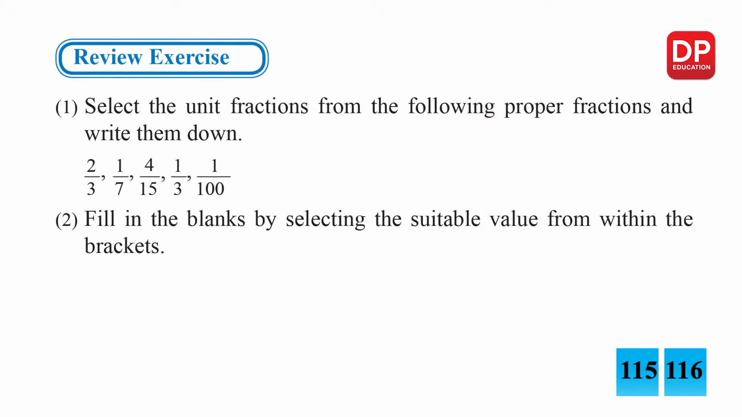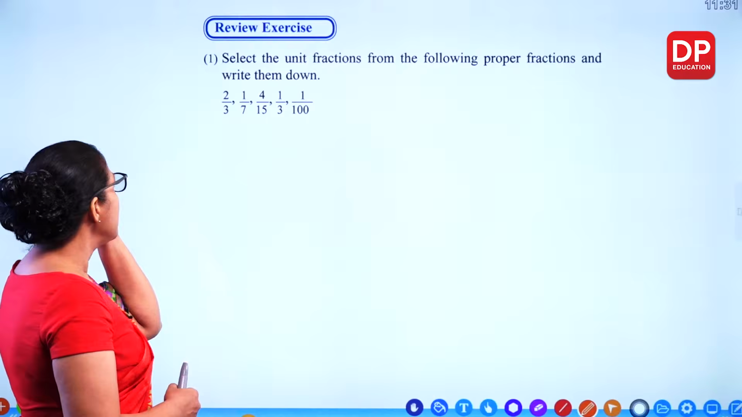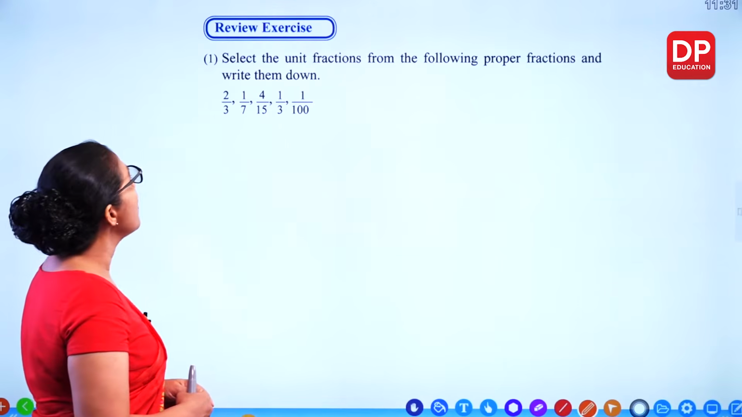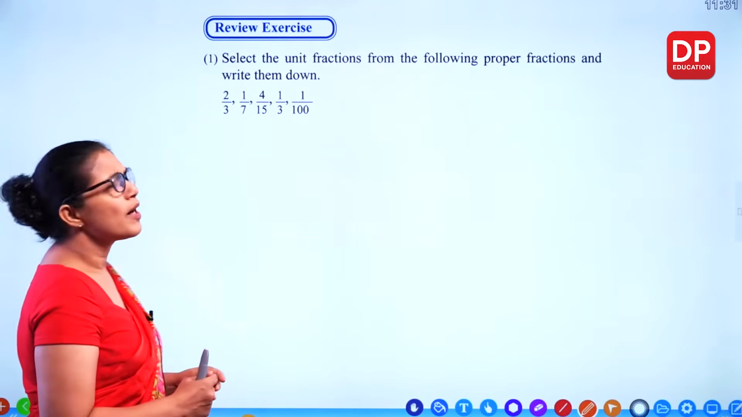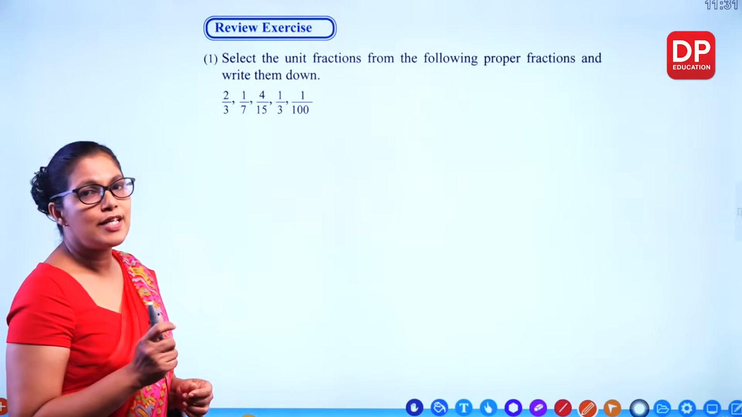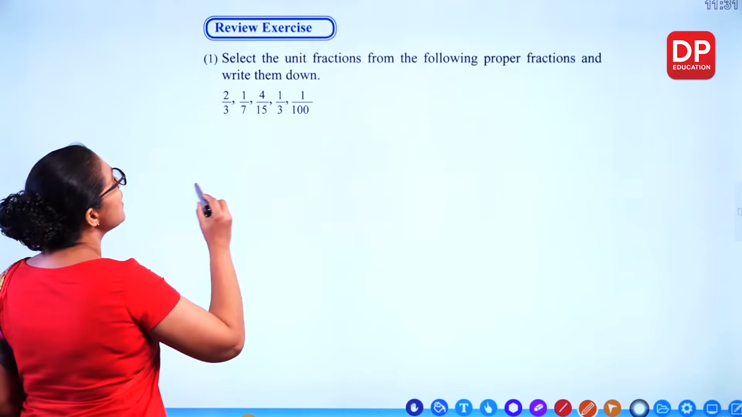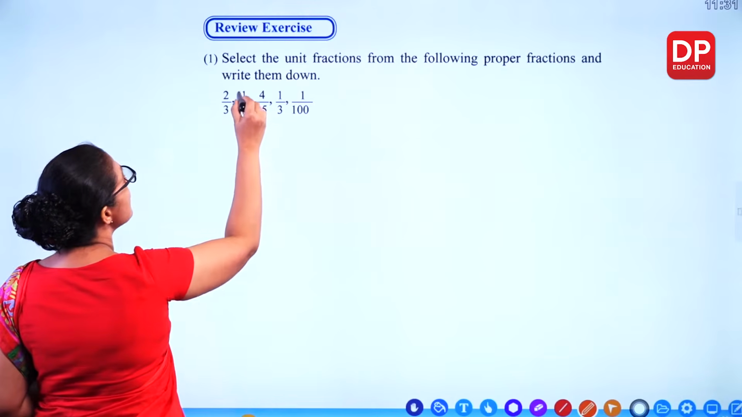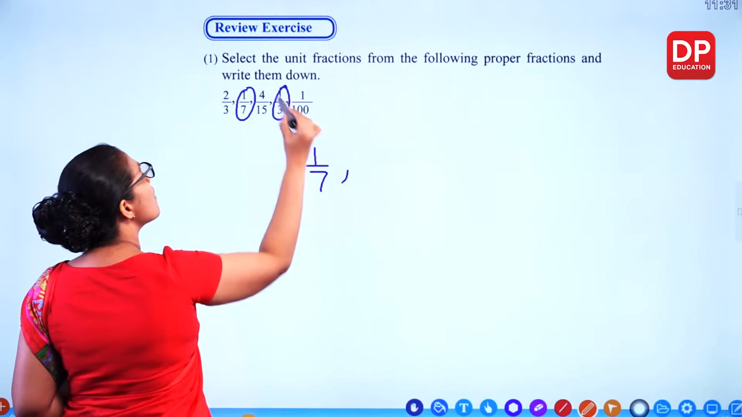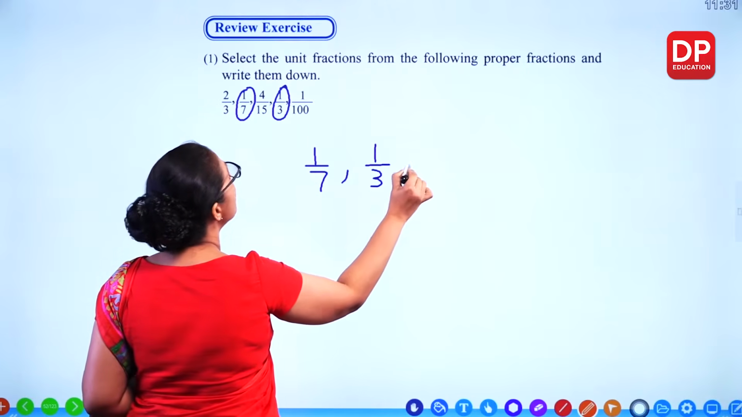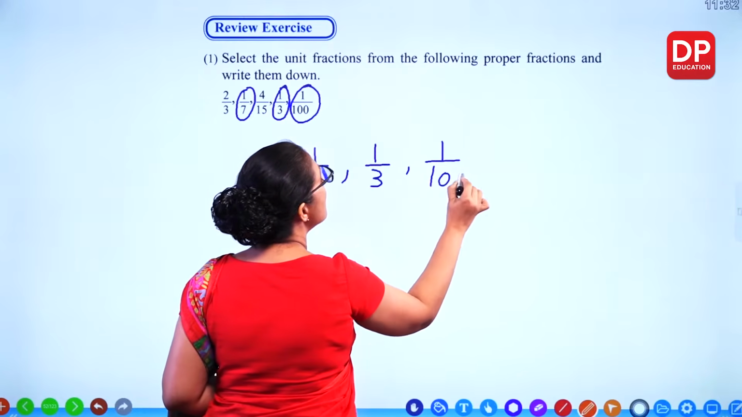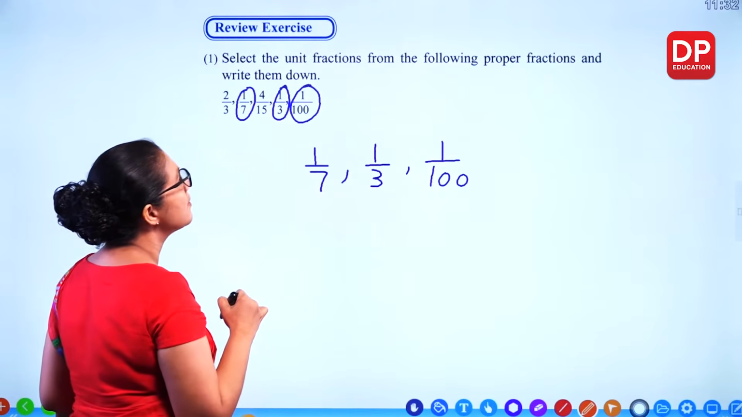Now we'll look at the review exercise in your textbook. Select the unit fractions from the following proper fractions and write them down. So what are unit fractions? The numerator is 1. So what are the fractions? So I can take 1 over 7, 1 over 3 and 1 over 100. Those are unit fractions.